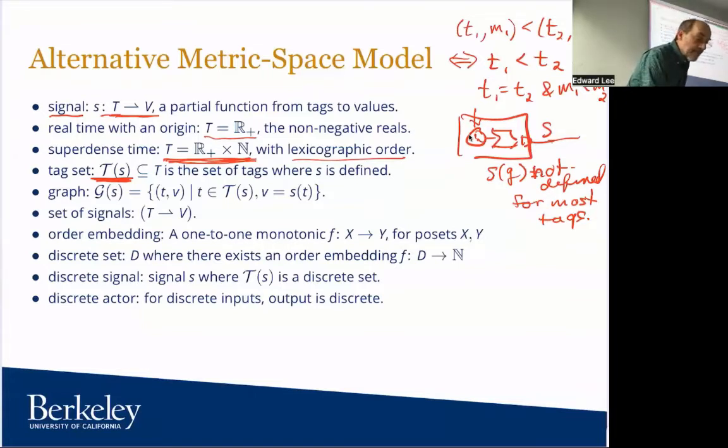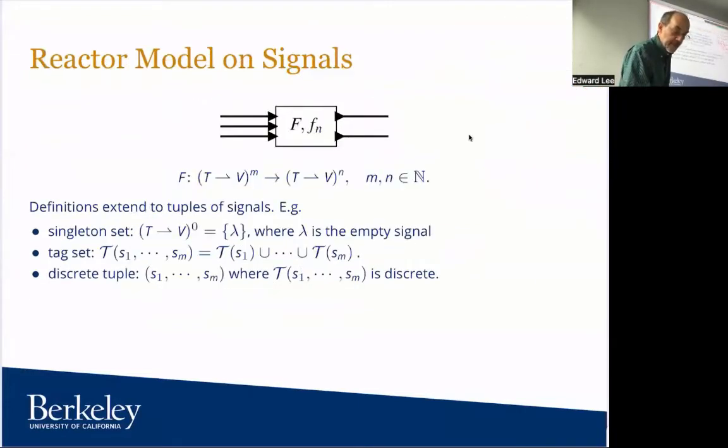Okay. We use this symbol, this script G of S, to represent the tag value pairs where the signal is defined. So it gives us a simple way to represent an entire signal as a set of tag value pairs. Okay? And we use this notation to represent the set of all possible signals. I'll come back to these other definitions in a second, but let's just show how this works for reactors.